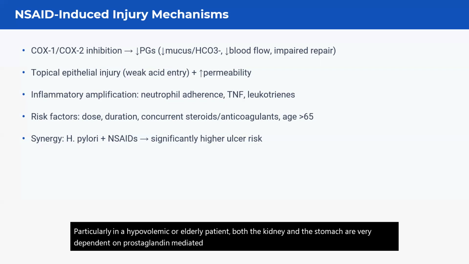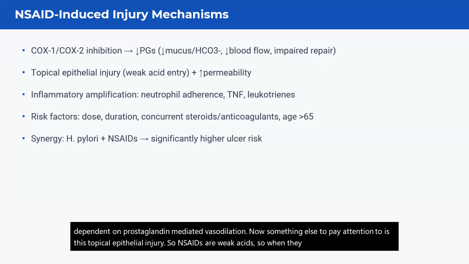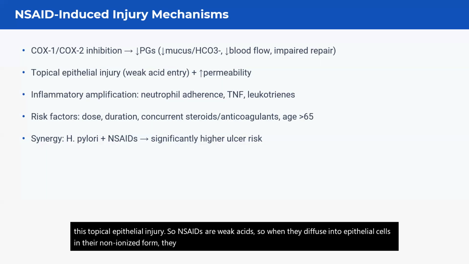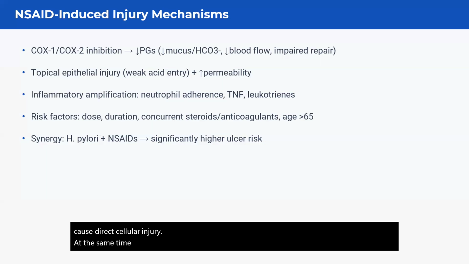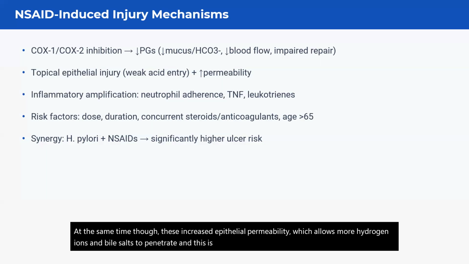Now, something else to pay attention to is this topical epithelial injury. So NSAIDs are weak acids. So when they diffuse into epithelial cells in their non-ionized form, they become trapped in the acidic intracellular environment and cause direct cellular injury. At the same time, these increase epithelial permeability, which allows more hydrogen ions and bile salts to penetrate, and this is most pronounced with lipid-soluble NSAIDs, things like ibuprofen or naproxen.